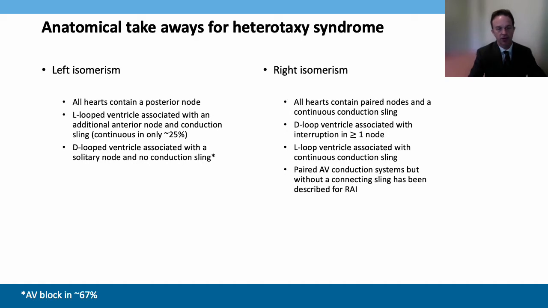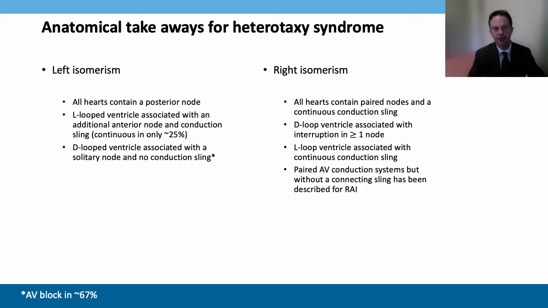So I think the take-home point from the heterotaxy syndromes is that for left atrial isomerism, we know that all hearts contain at least a posterior node. They don't always connect to an AV conducting bundle. But when there is left-handed topology, an anterior node is also seen, and in many of these, overall 25%, connecting bundles and a continuous conduction sling is seen.